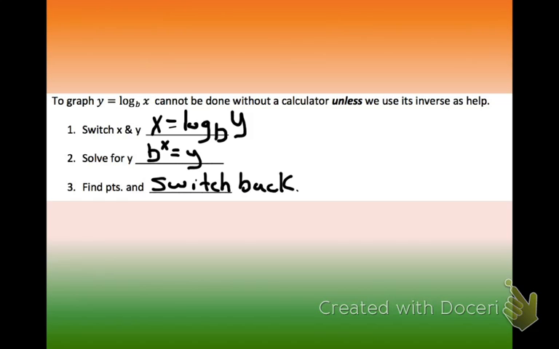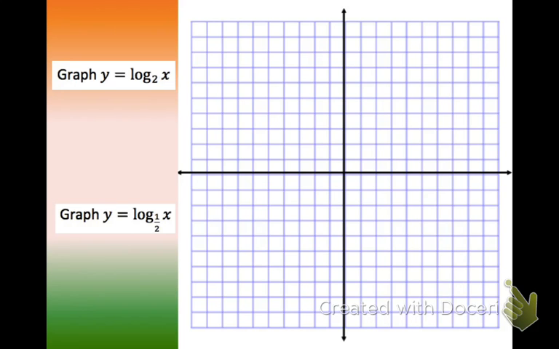So we're going to go ahead and graph y equals log base 2 of x. So that means that when we graph it, to do our first table, we're going to switch our x and y. So we're going to have x equals log base 2 of y. And we're going to change that to exponential form, so it's going to be y equals 2 to the x.